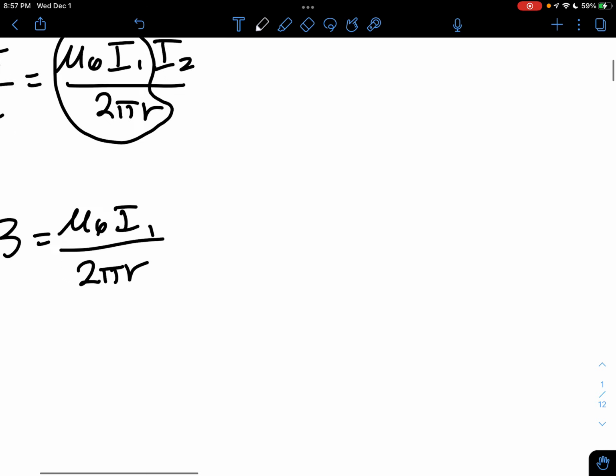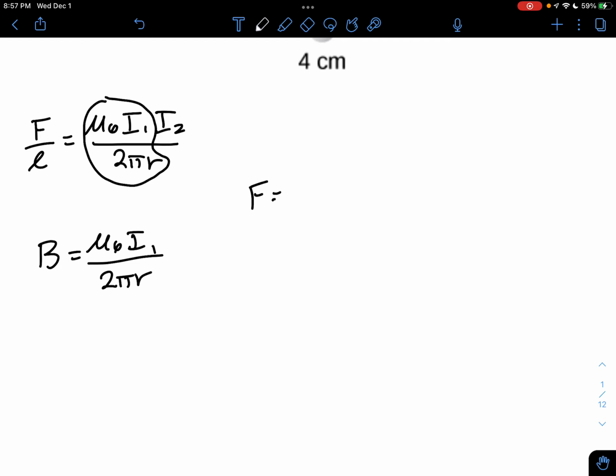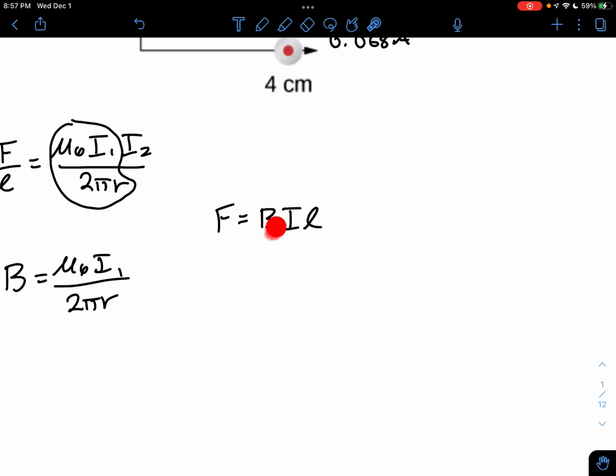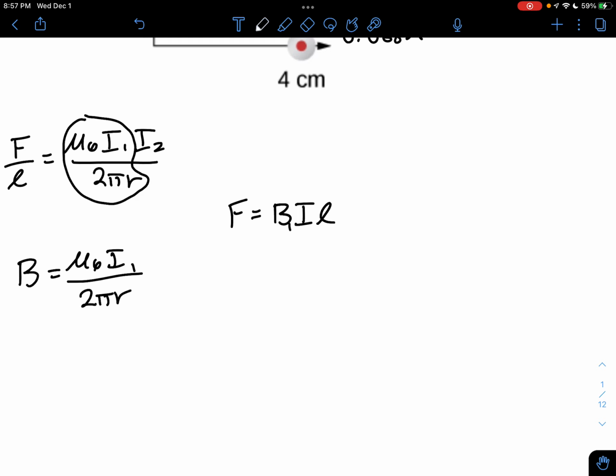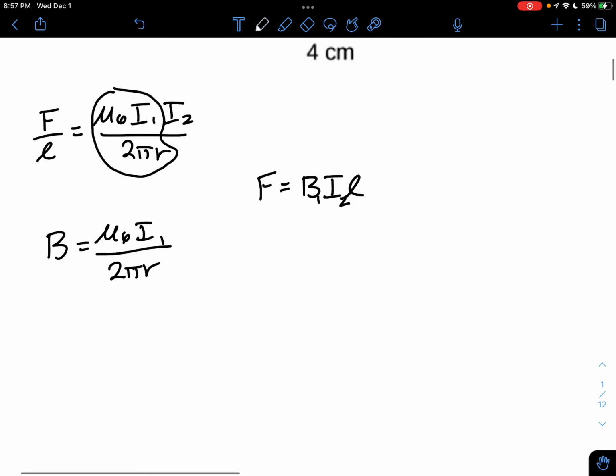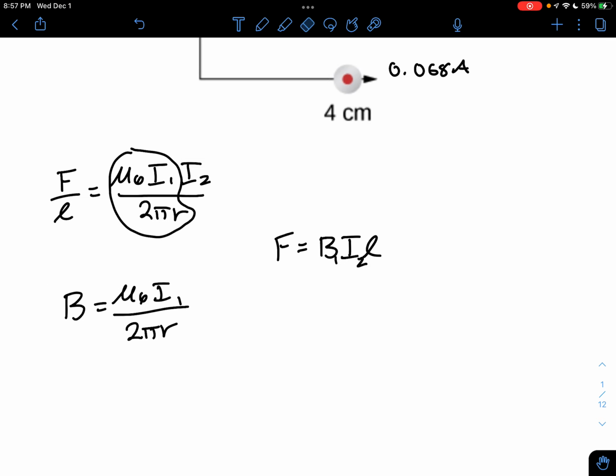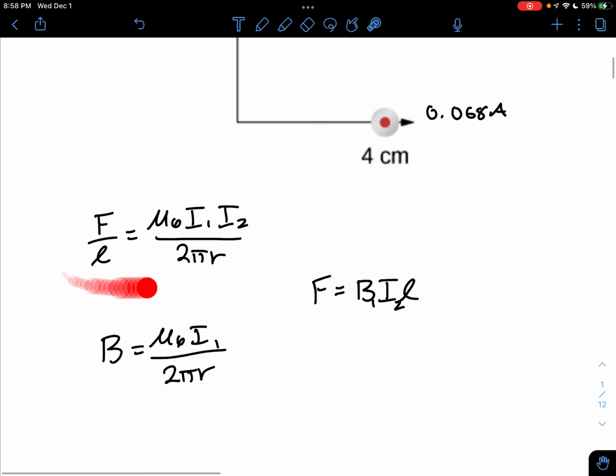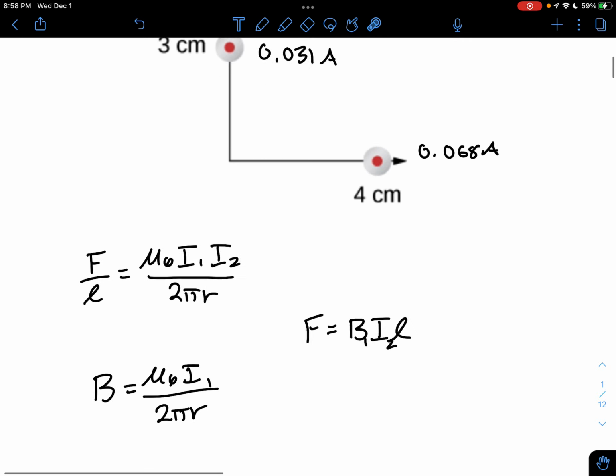So our force equals BIL, where this is the magnetic field caused by one wire, and this is the current through the other wire. So it's B1 and I2, because we have our 1 and 2. Either way, all that aside, we're just going to use this equation here to solve it out, because we're just solving for force per unit length between the two wires.